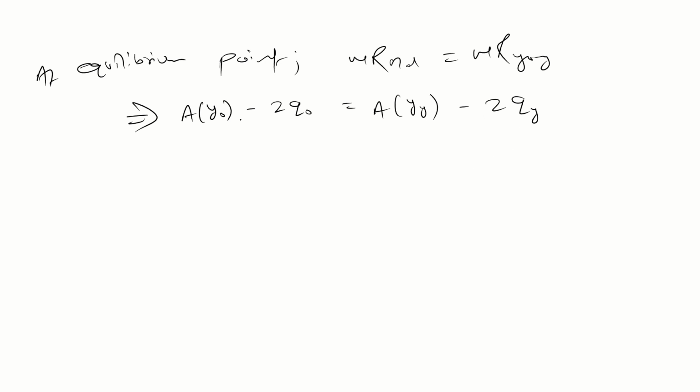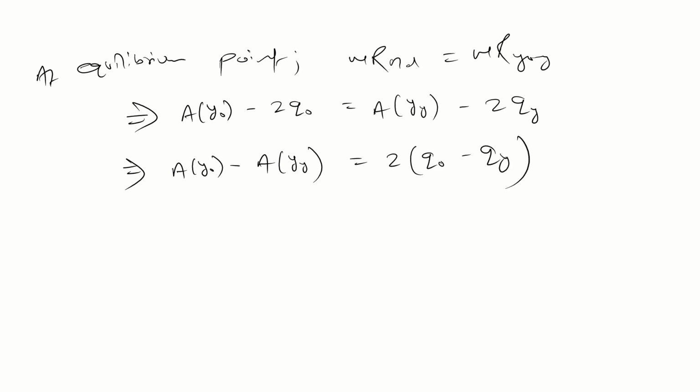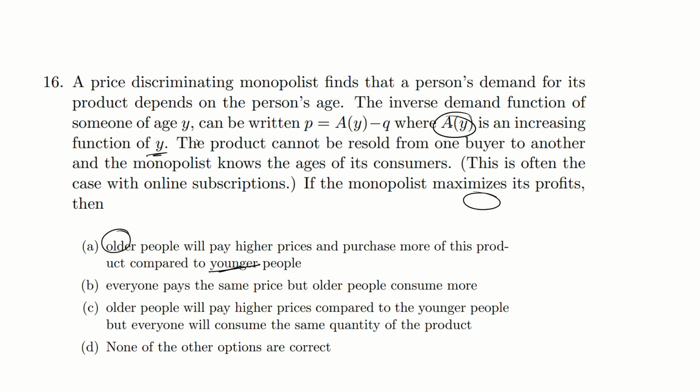Guys, if we write here, A of Y naught, meaning old age, minus A of Y young equals 2 times Q old minus Q young. But this is given now: A of Y naught is greater than A of Y young. That is given in the question itself. This A of Y is an increasing function of Y, meaning the derivative of A with respect to Y is positive.